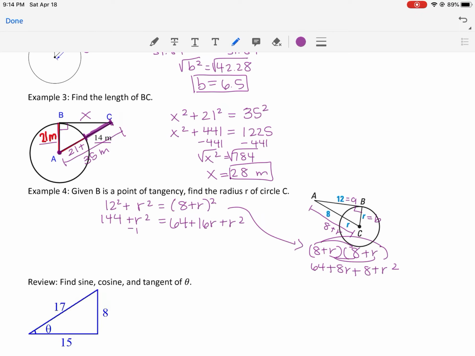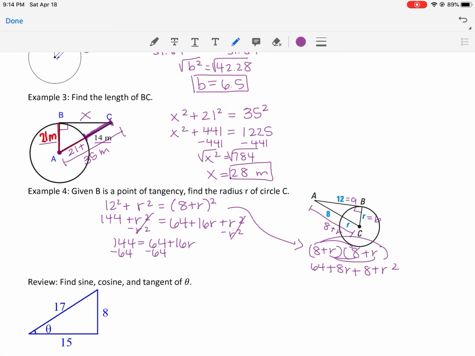So let's combine our terms. I'm going to combine the R squareds. Hey, that's really nice. They cancel out. Congratulations. You don't actually have to solve a quadratic. We're down to a linear now, although we did get a quadratic there for a minute. We get 144 equals 64 plus 16R. Subtract 64 from both sides.